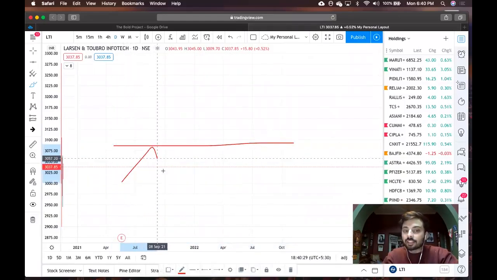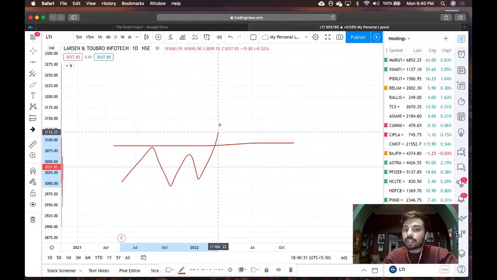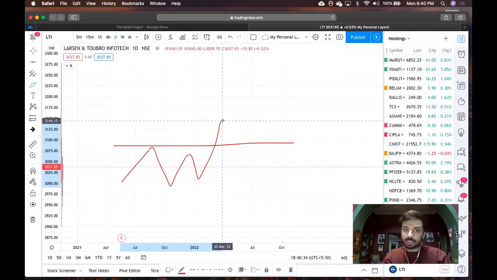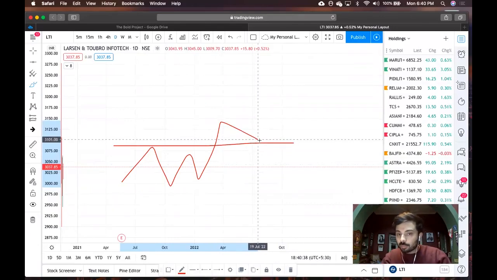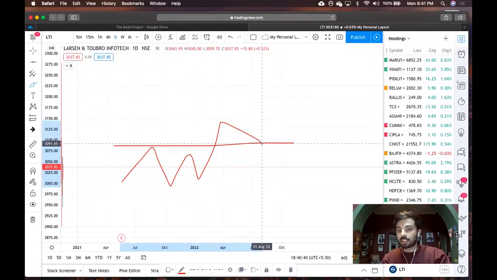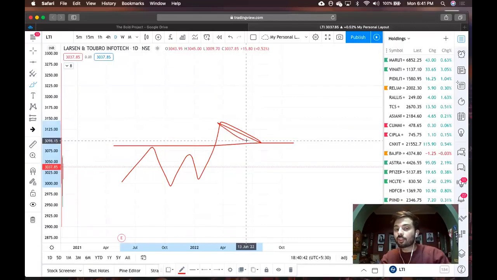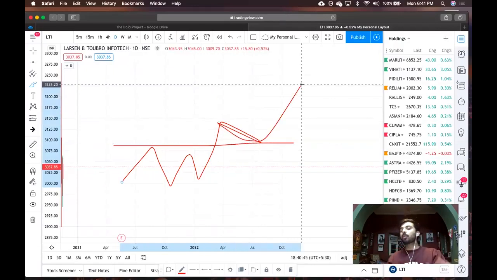You have a resistance placed. When you break out, confirm with heavy volume, it should be there. Otherwise, it's a false breakout. It is not going to work. Then markets will tumble down. The resistance earlier should become support. And from this point of time, markets will go higher.